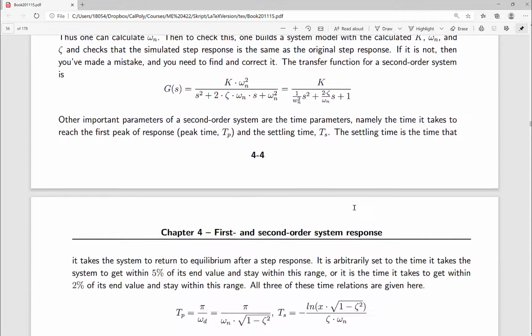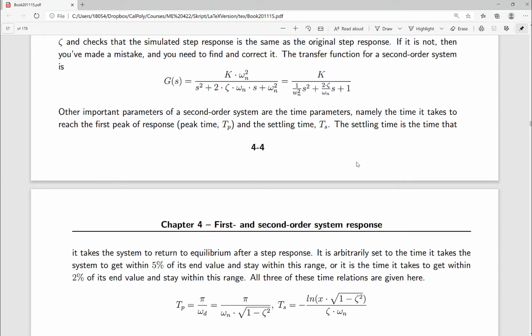Now, I'll stop here and start a new video because I want to talk about some other important parameters that are related to the response of the system.